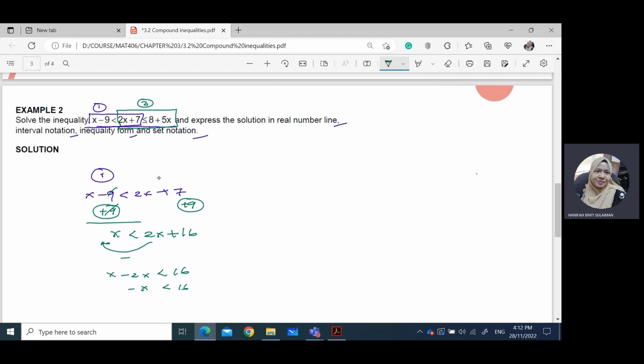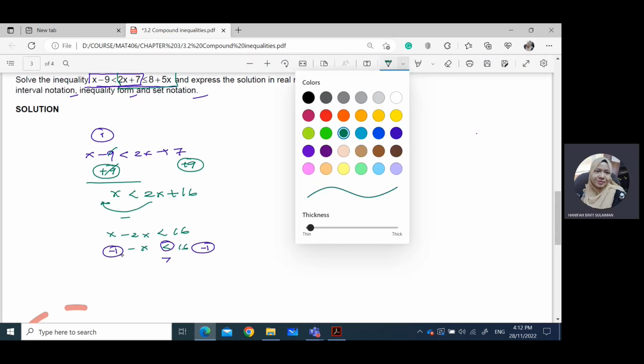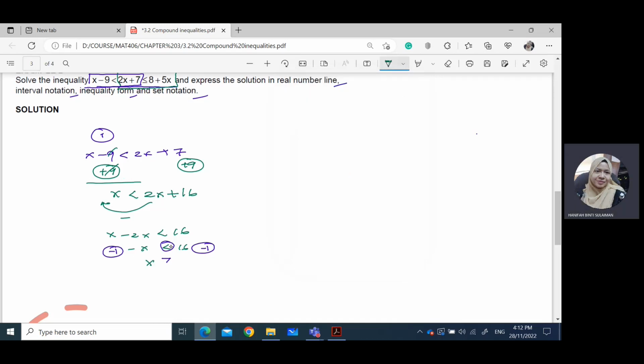Now we solve for this negative x by multiplying with negative 1. So kita darabkan dengan negative 1 untuk selesaikan x ni. Multiply with negative 1 in the left hand side, and in the right hand side we need to multiply with negative 1 also. The inequality sign will be changed from less than to greater than. Then here we have negative 1 times negative x, we have x. X is greater than 16 times negative 1, we have negative 16. So in the first situation, we have x is greater than negative 16.